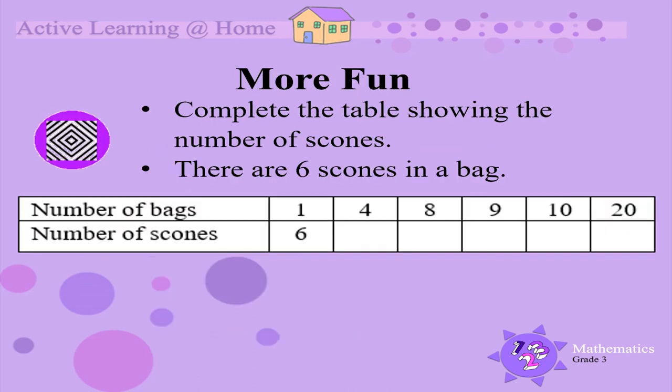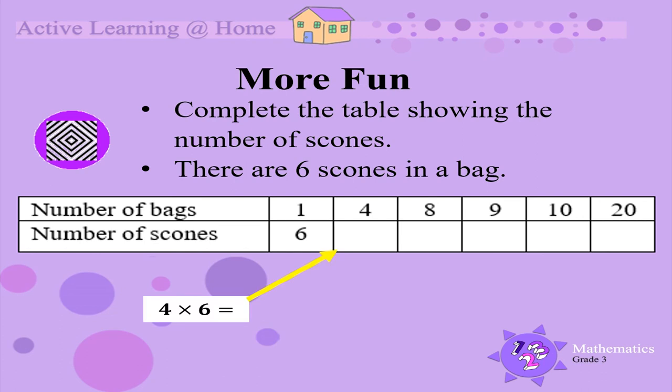More fun. Let's complete the table that shows the number of scones. There are 6 scones in one bag. What must we do to 1 to get to 6? Can you see that we must multiply 1 by 6? So if we have 4 bags, we need to multiply 4 by 6 to see how many scones are in 4 bags.